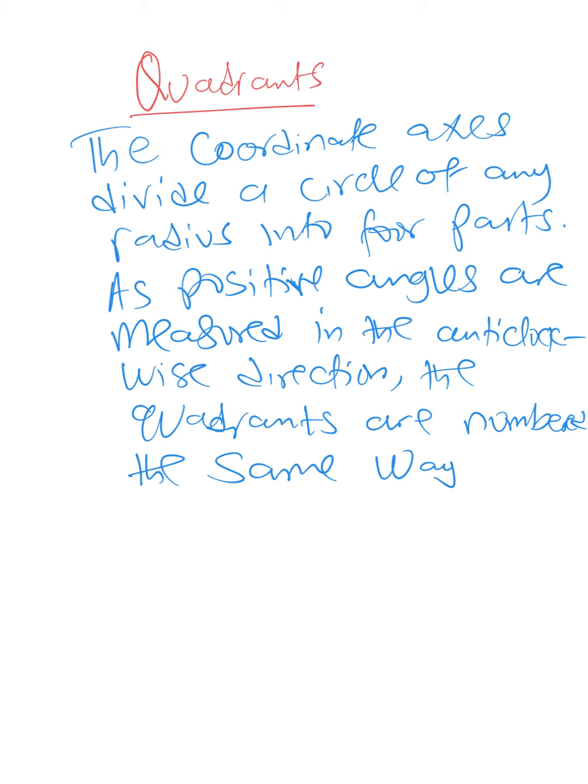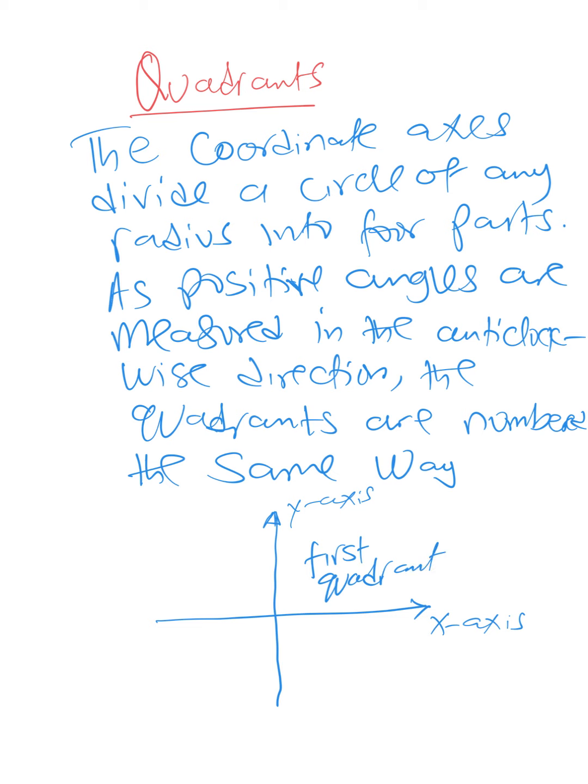So if you have the coordinate system here, you can draw a circle around it if you want, but I will not draw a circle around it. So this is the x-axis and this is the y-axis. Now they have divided this plane into 4 equal parts, and these parts are called the quadrants. So the first one is here. We start from the positive side of the x-axis and move in the anti-clockwise direction as we number these quadrants. So this is the first quadrant.